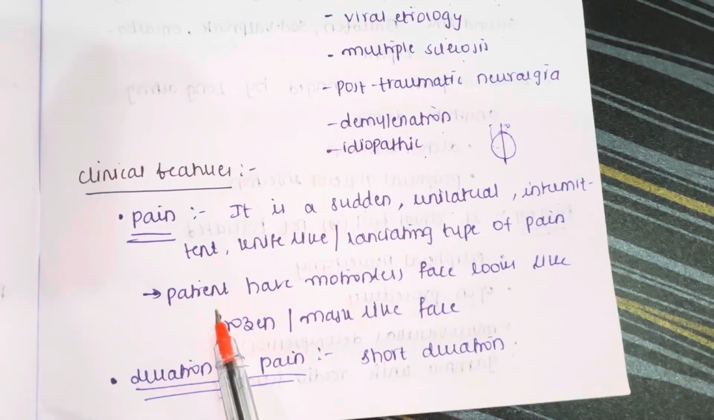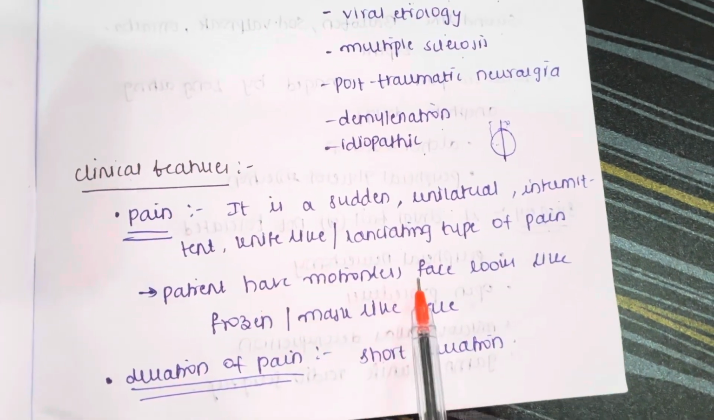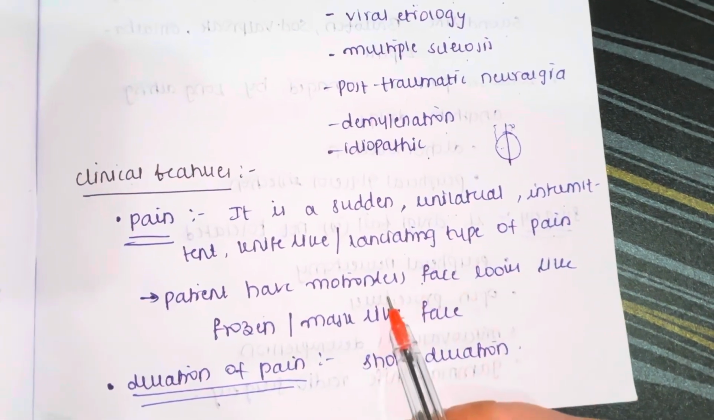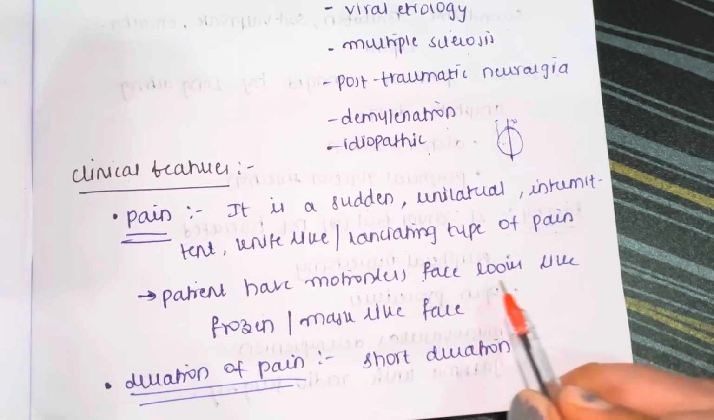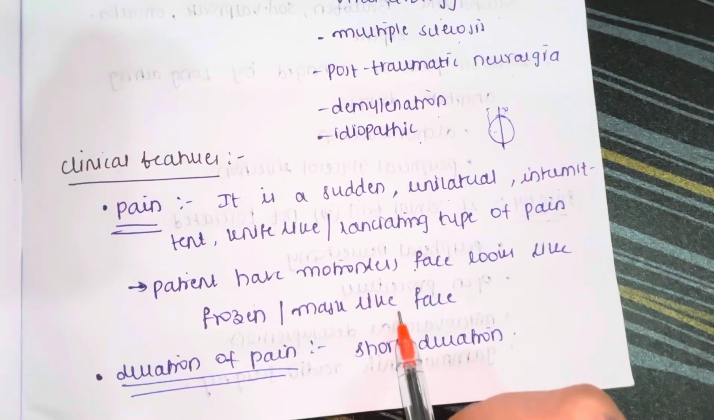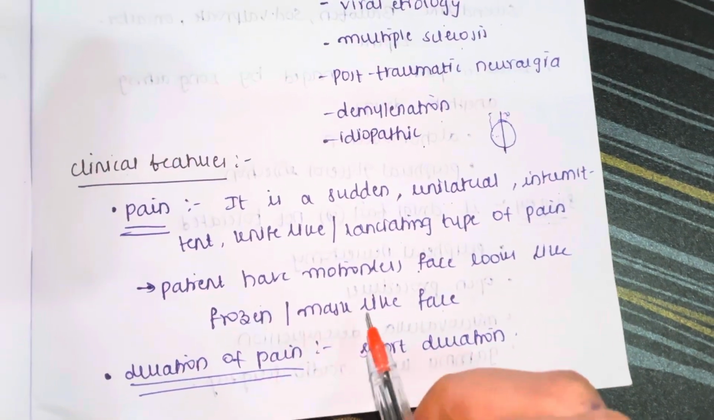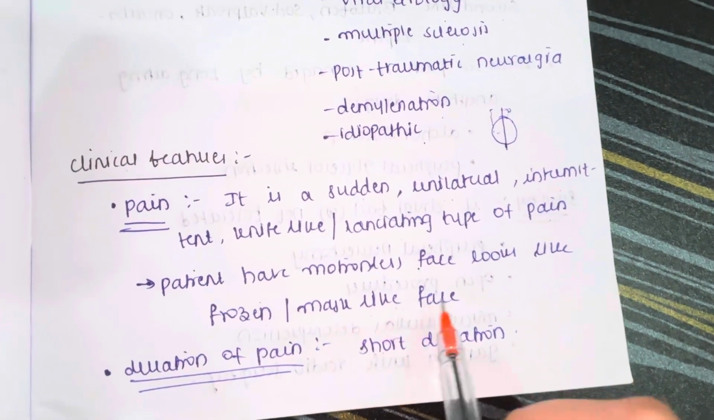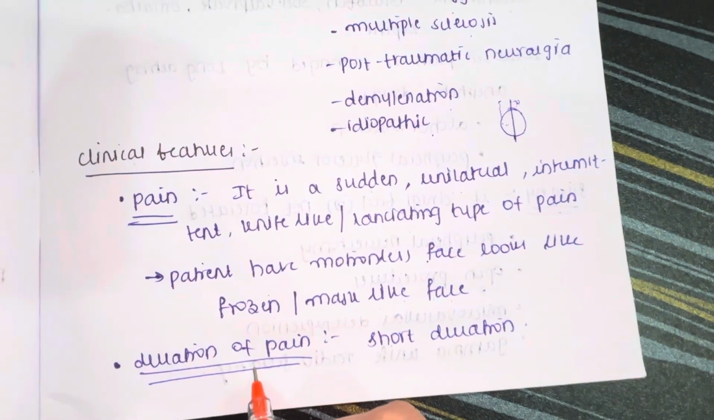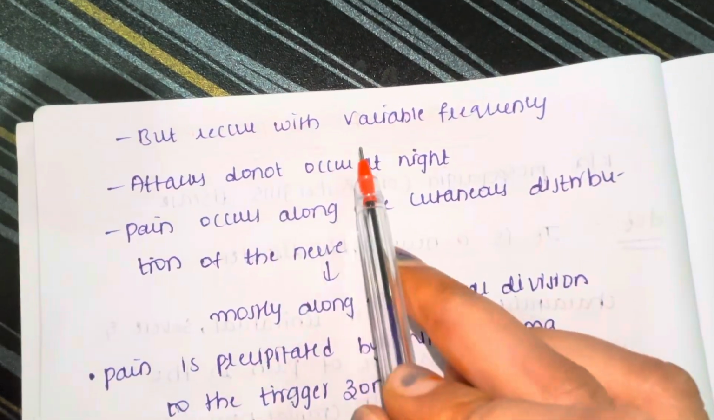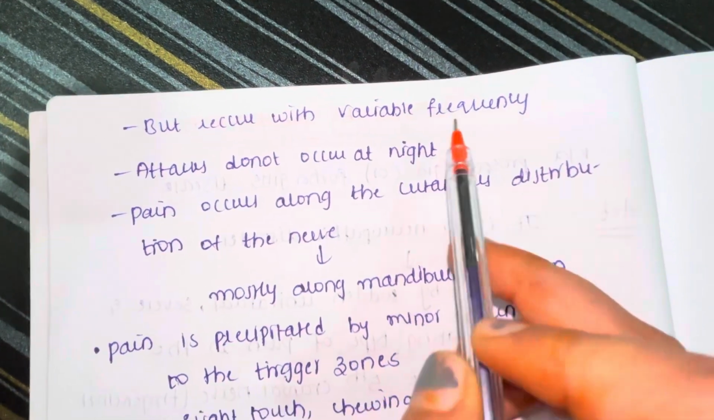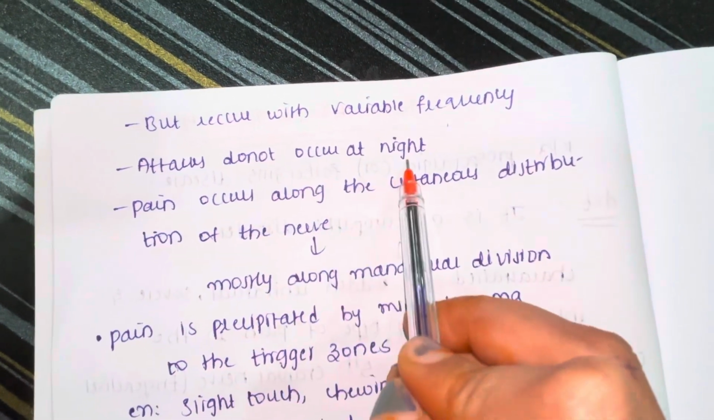Now the patient has a motionless face, meaning because of the pain the patient can't move his face and it looks like a frozen or mask-like face. Now the duration of the pain: it is of short duration, but it will recur with variable frequency. Okay, and the attacks do not occur at night.